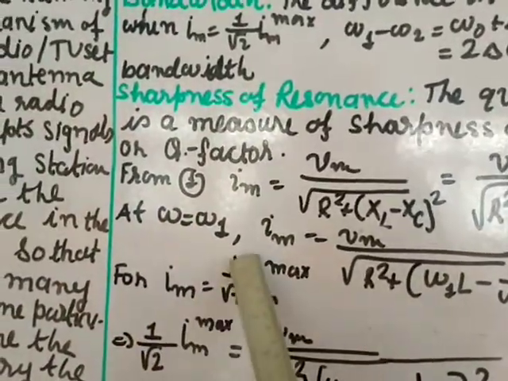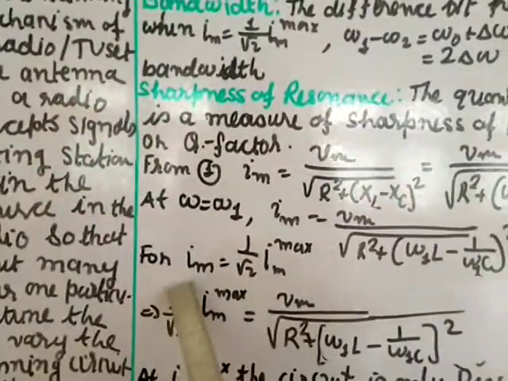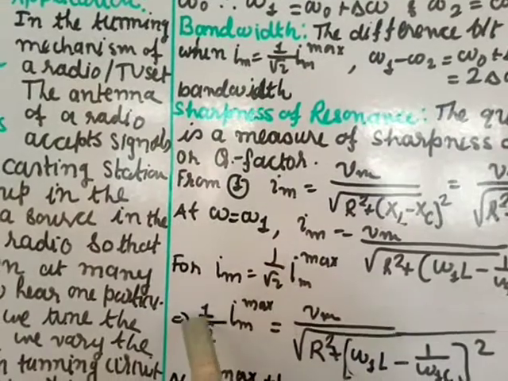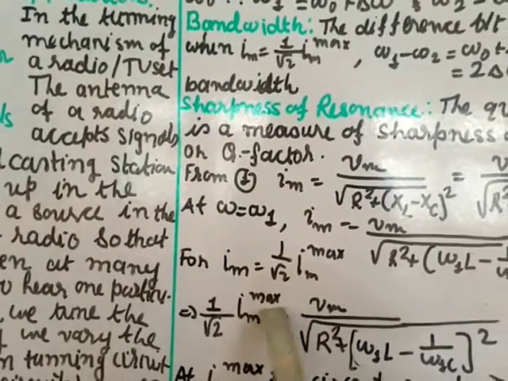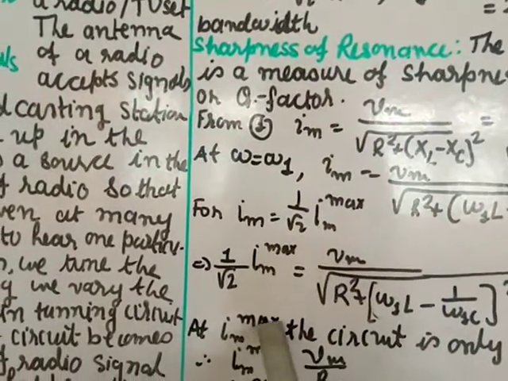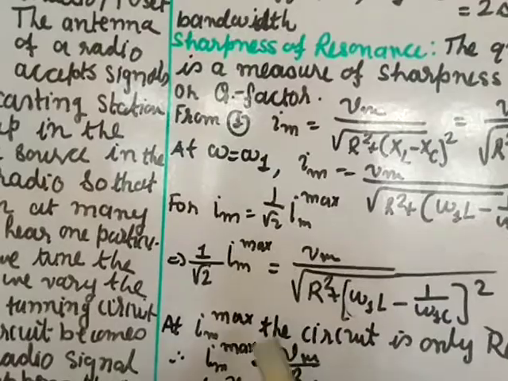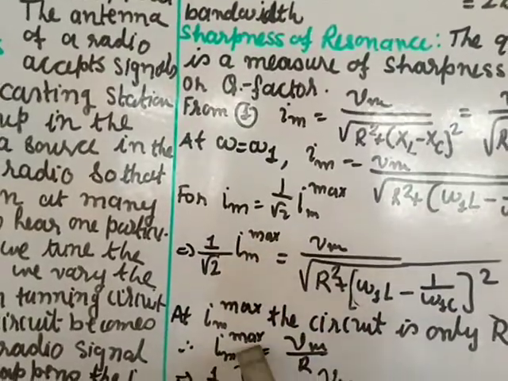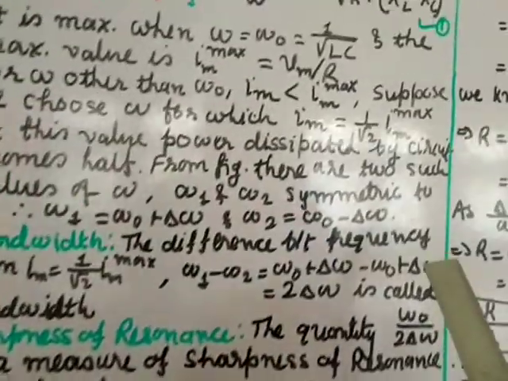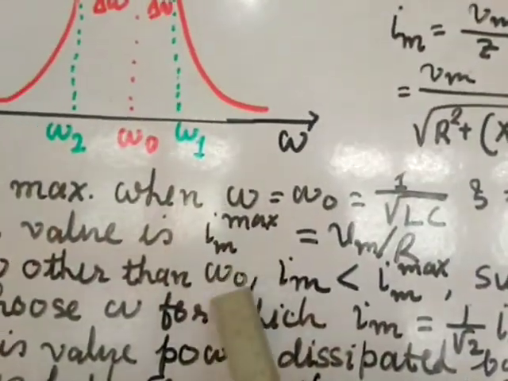For Im equal to 1 upon root 2 Im maximum, we already discussed this part. So for Im, we put this value, 1 upon root 2 Im maximum. Vm is as it is. At Im maximum, the circuit is only resistive. Therefore, I can put Im maximum is equal to Vm by R. Somewhere here we have written this one. Im maximum is equal to Vm by R. So we put the value.